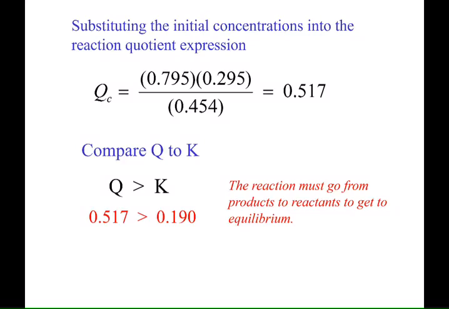So now we're almost done. If I stick with my ICE chart, this column is going to be 0.795 plus x. This column is going to be 0.295 minus x. And this column is going to be 0.454 minus x. And then the messy part comes in. We take this and plug it into there, and these quantities go up here.